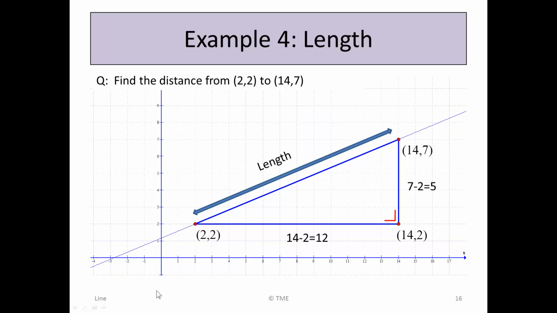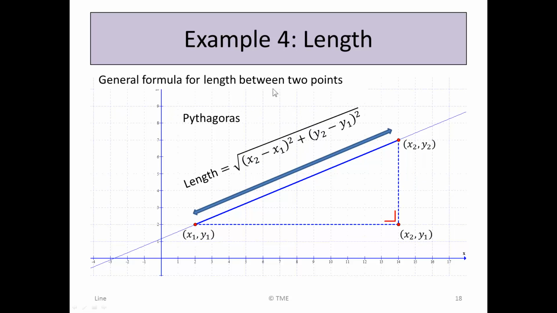But because the xy plane is perpendicular, this is a right angle here, x and y axes are perpendicular. This here is also perpendicular. This is a 90-degree angle. It's a right angle triangle, so therefore Pythagoras' theorem applies. So the length of this squared plus the length of this squared should give us the length of this side squared. So using Pythagoras, 12 squared, which is here, 5 squared, which is here, added together and square rooted, turns out to be the square root of 169, or 13 units. So the length from (2, 2) to (14, 7) is 13 units.